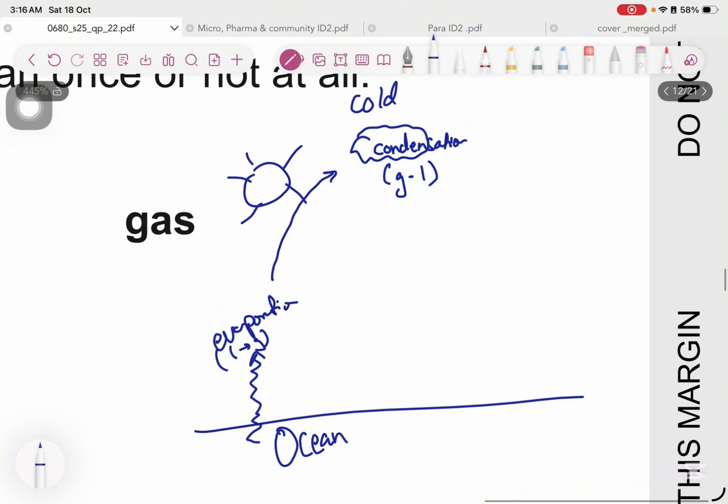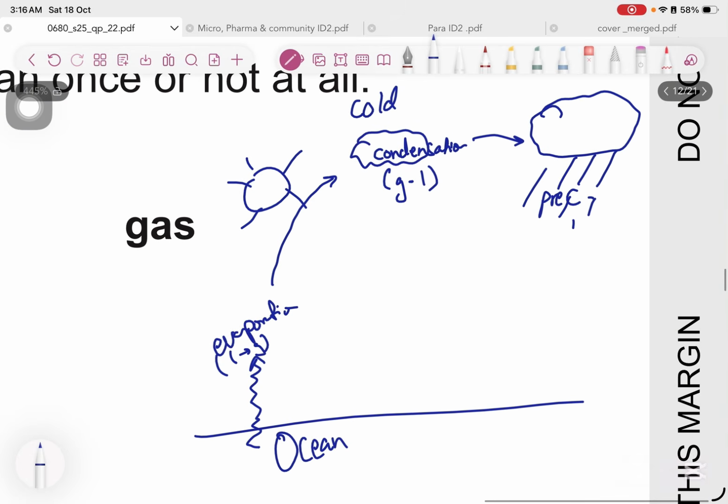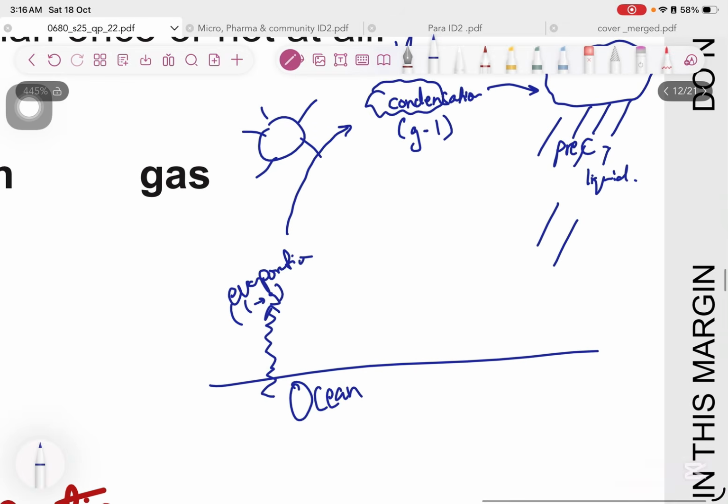Then this cloud is full, so it cries as rain. That's called precipitation. So that's liquid. And then it falls again to the ocean. That was one water cycle.